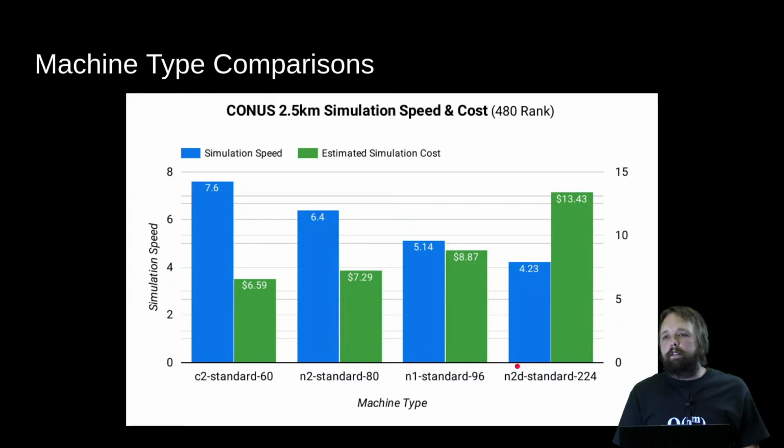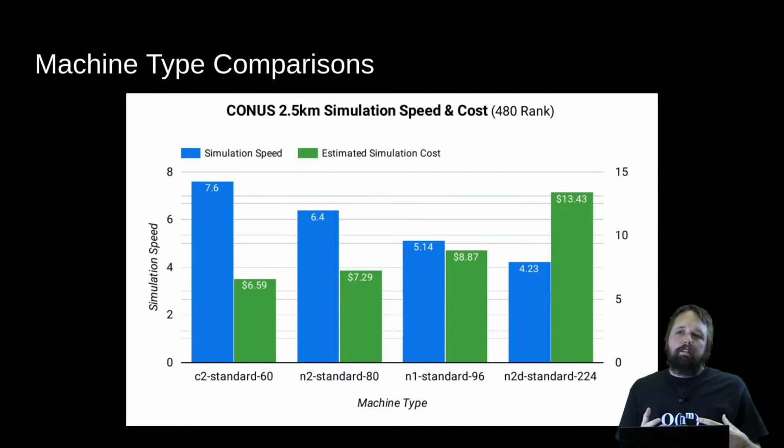And then the N2Ds are the AMD EPYC Romes. Now that number on the side there, the 96, the 80, the 60, refers to the number of virtual CPUs, or the number of hyperthreads that you get access to on those instances. And in all these cases, I picked the largest possible machines, so you have the most vCPUs available on each of these machine types.